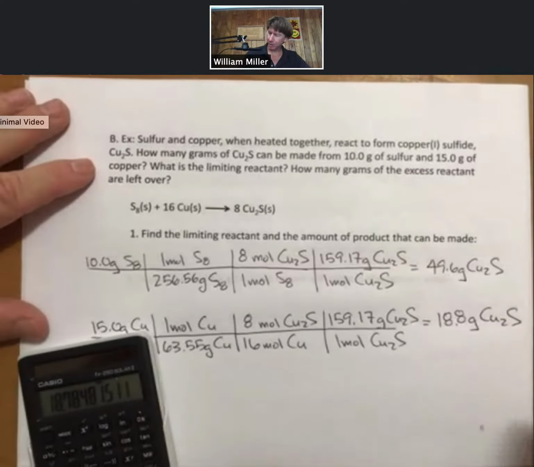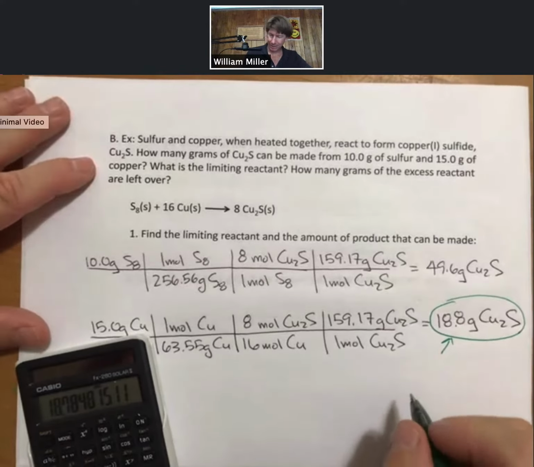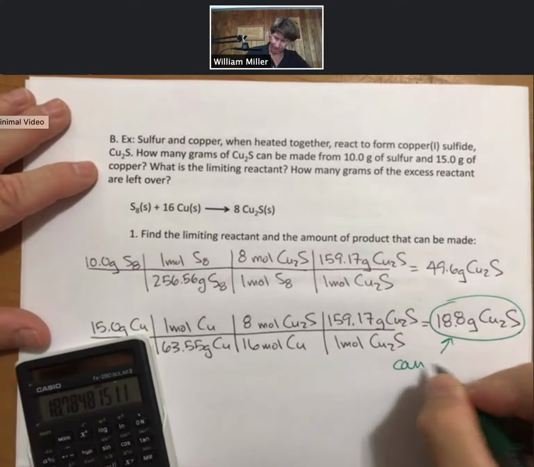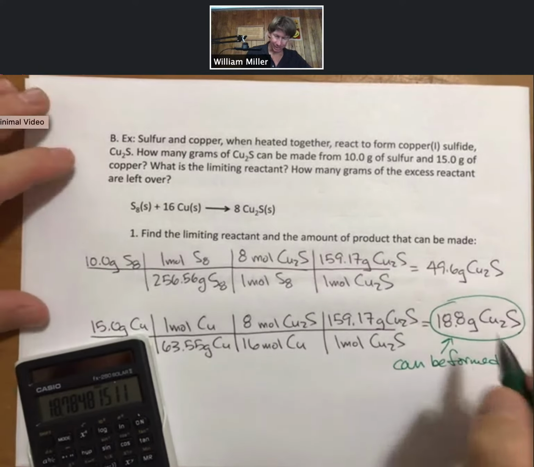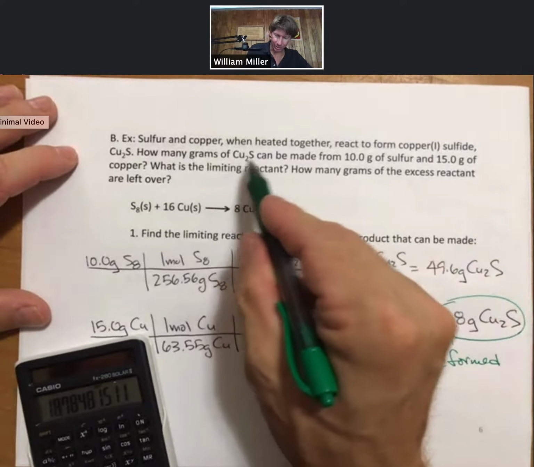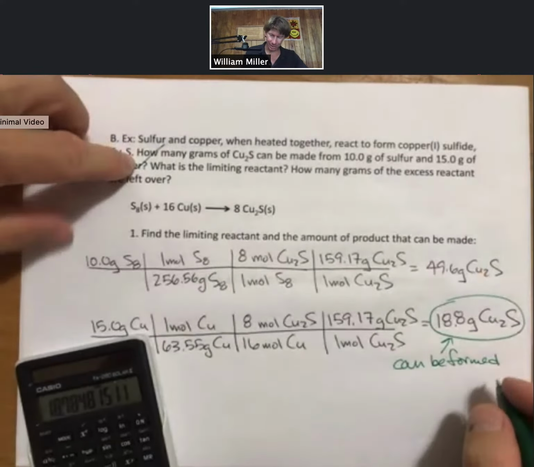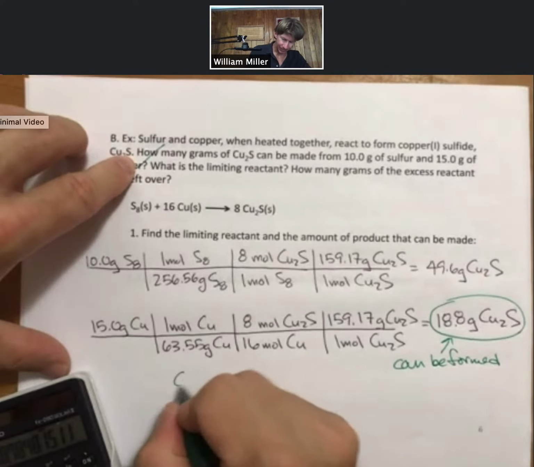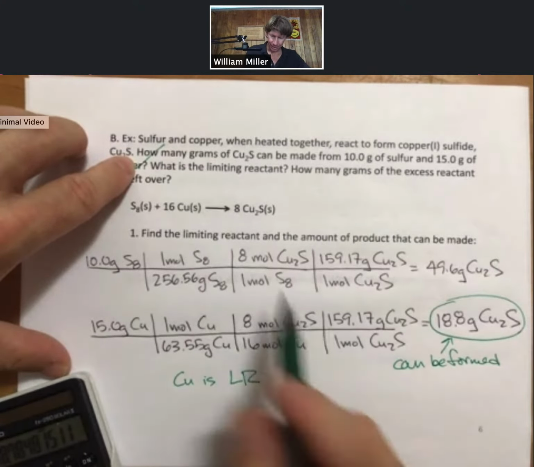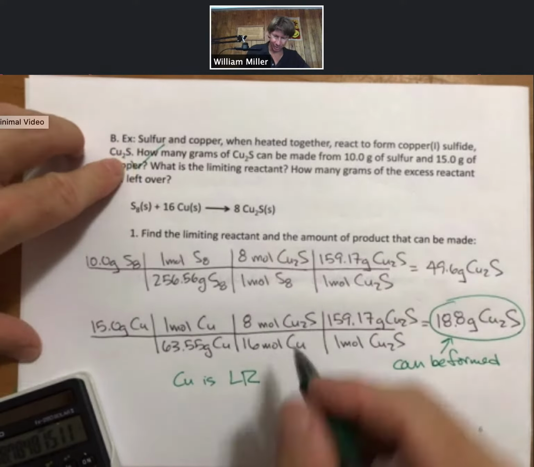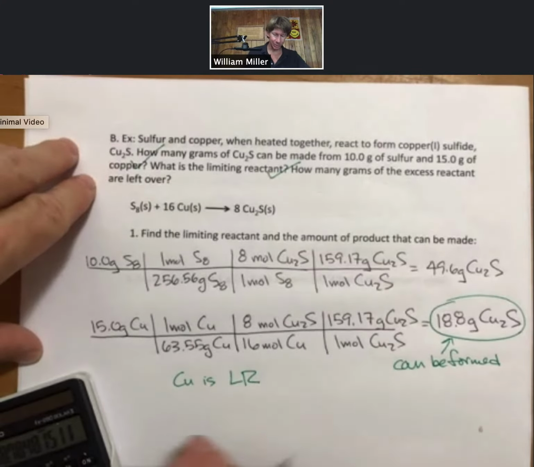So with the smaller amounts, that means that this amount of copper 1 sulfide can be formed. Let's see. How many grams of copper 1 sulfide can be made or formed? Good, we've got that first. What is the limiting reactant? Copper is the limiting reactant. Yep, we've answered everything so far. We still have how many grams of the excess reactant are left over to do.